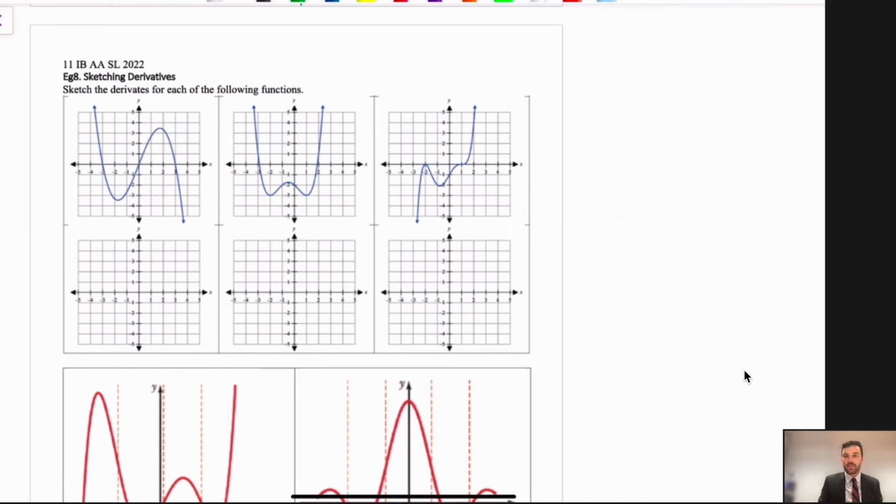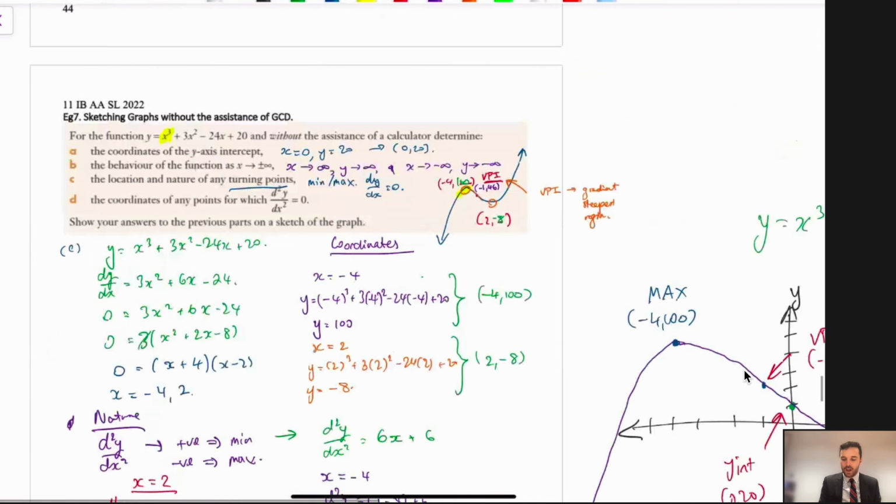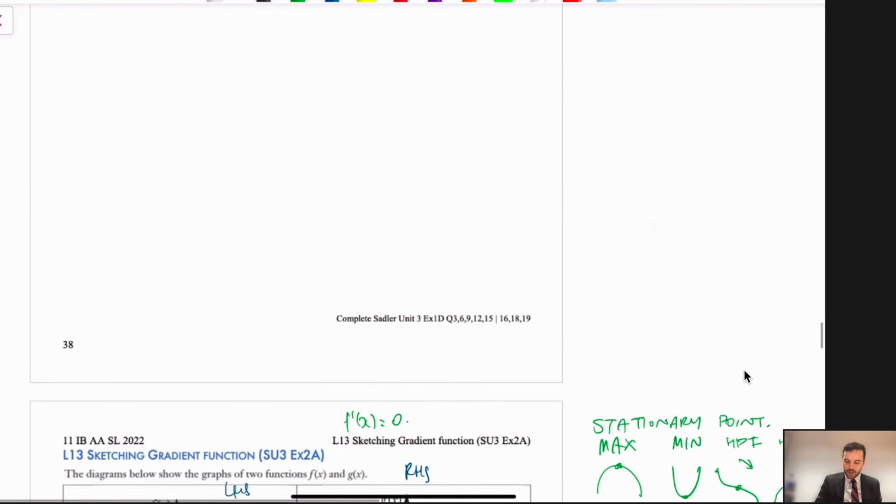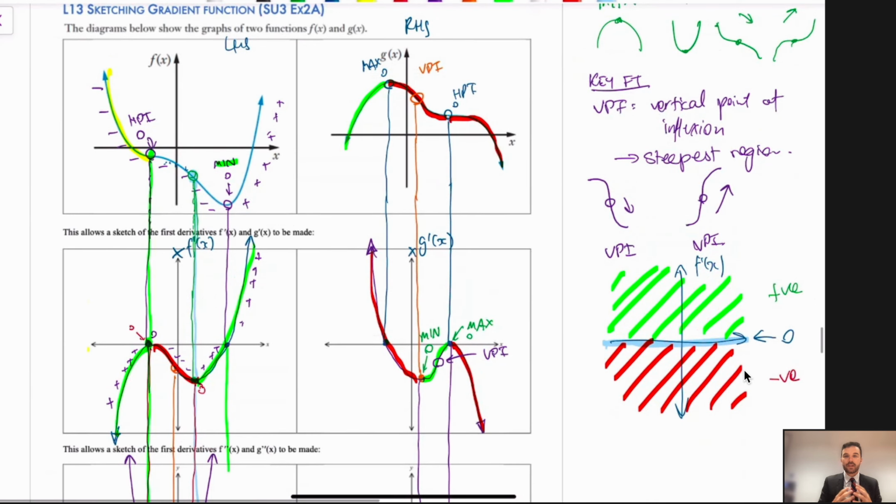Derivatives. Now this is example 8 from lesson 13. As I said before, this lesson's broken into 2 parts because there's a fair bit of work to do. In this one, I actually think this is a revision activity. You may remember one of our examples, if we go back here, where we were practicing sketching the gradient function, and the gradient of the gradient function, of this function f of x and g of x.